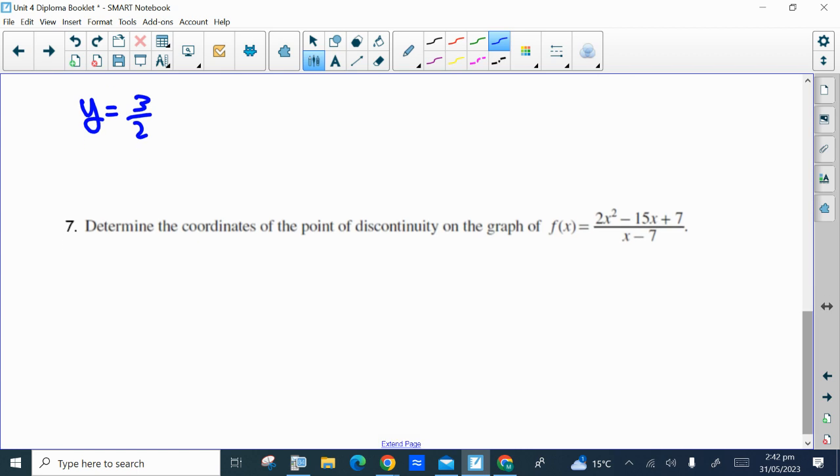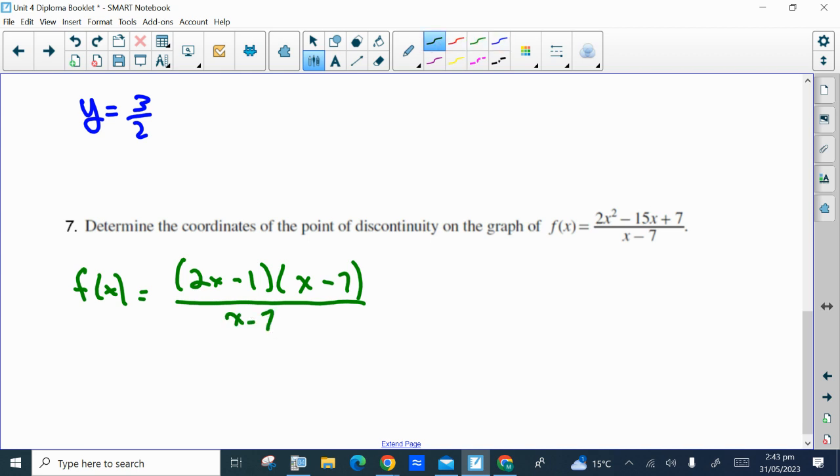Number 7, we want to find the points of discontinuity. Point of discontinuity for this. And again, it involves factoring. So we have to factor the top. Now, the fact that we have a denominator of x minus 7 tells us we're going to have a factor of x minus 7, which tells us our other one has to be 2x minus 1, because the last terms have to multiply to get positive 7. The outer product is negative 14x, the inner minus 1x. That gives you the minus 15x in the middle.